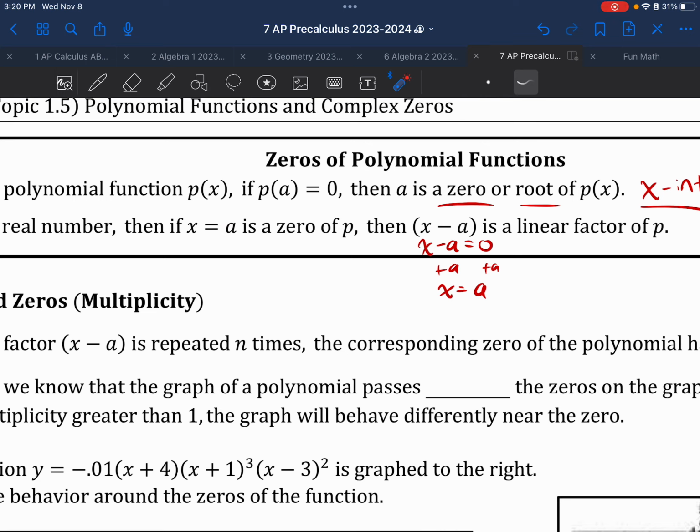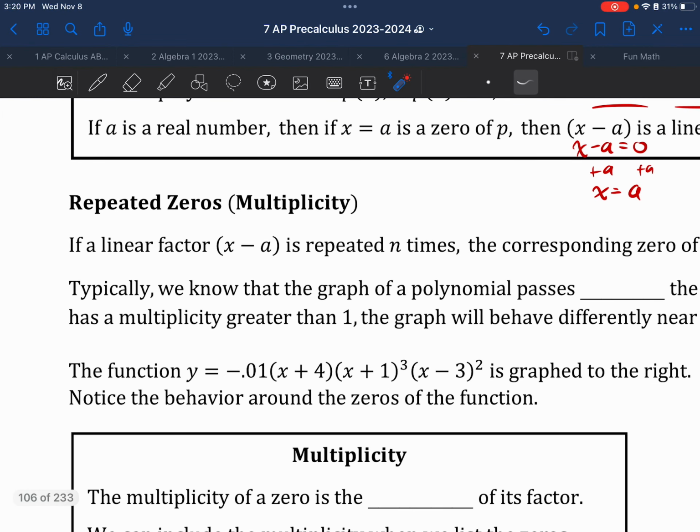So just remember that in order to find the actual answer for our zeros, when we're only given linear factors, we need to do the opposite of whatever's on the inside, or at least solve by setting it equal to 0. Most of the time you're going to have a simple x, but if you have something else like a 2x or an x squared, then you do need to set this equal to 0 and then solve.